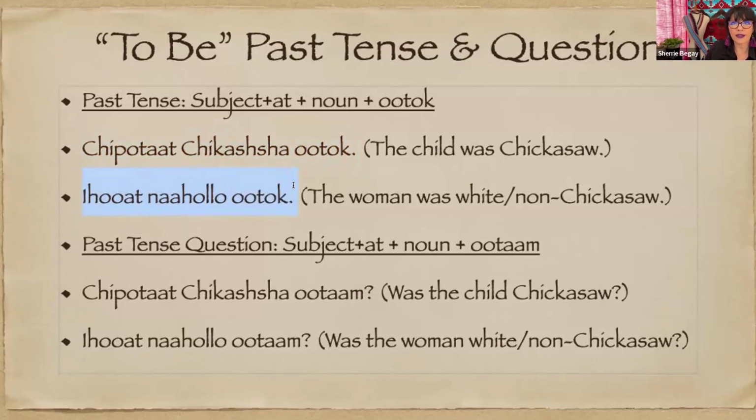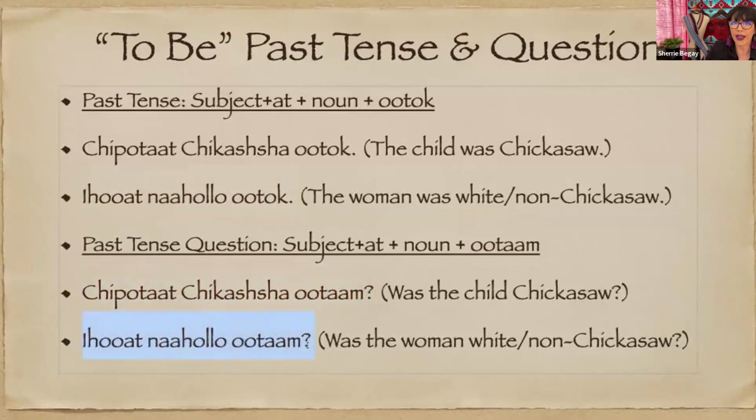Now what if we want to ask a question? That person that we knew, was that child Chickasaw? Was that woman non-Chickasaw? We're going to add the otam instead of otok. So otam. So we've got Chapotat Chikasha otam. Was the child Chickasaw? And then ihoat na holo otam.